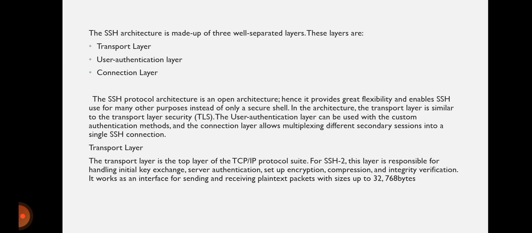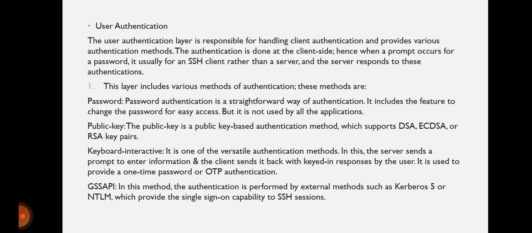First one, the transport layer. It is a layer above the TCP/IP protocol suite. For SSH2, this layer is responsible for handling initial key exchange, server authentication, setup of encryption, compression, and integrity verification. It works as an interface for sending and receiving plain text packets up to a size of 32,768 bytes.